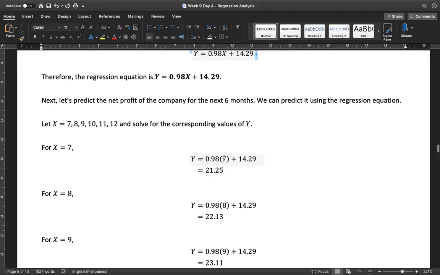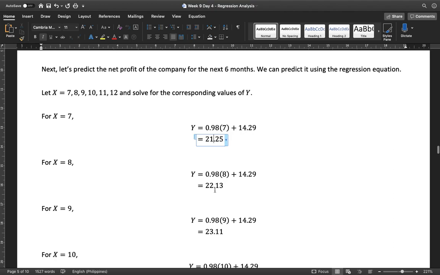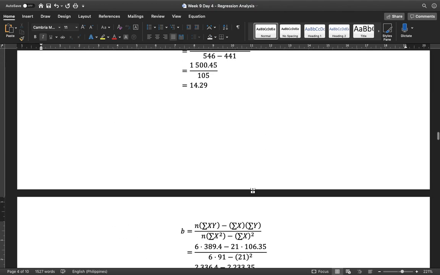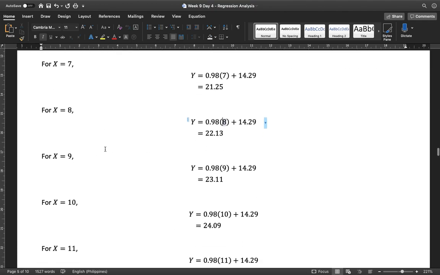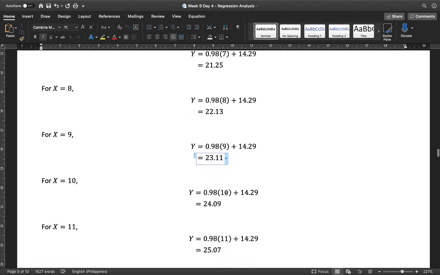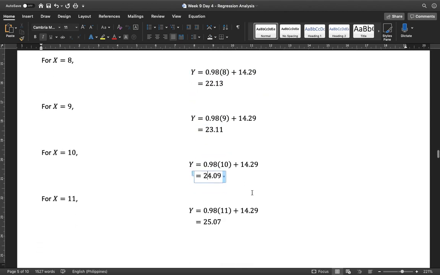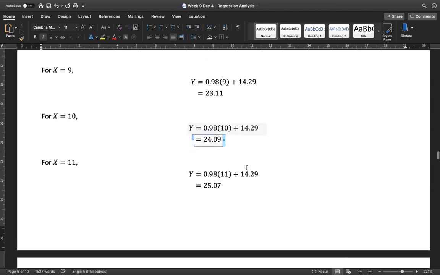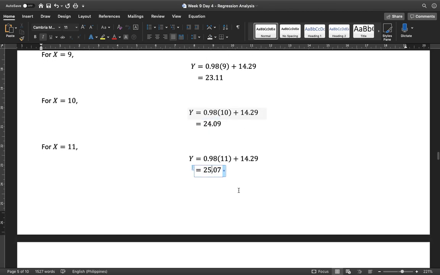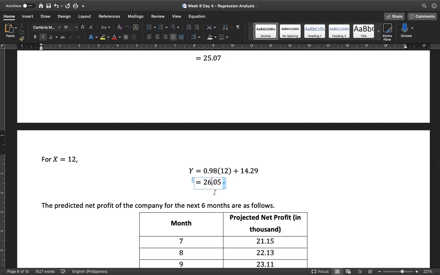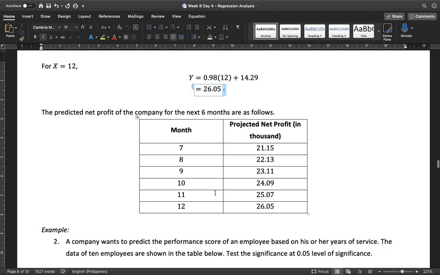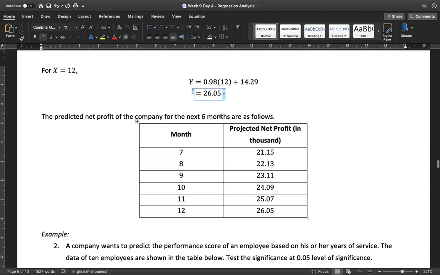So, we substitute x as 7. Solve for the value of y, that's 21.25. If x is 8, y is 22.13. Substitute na lang, 0.98 times 8 plus 14.29. Then for x equals 9, 23.11. X equals 10, 24.09. Double check using your calculator, ha? X equals 11, 25.07, and x equals 12, 26.06. So, these are the projected net profit.